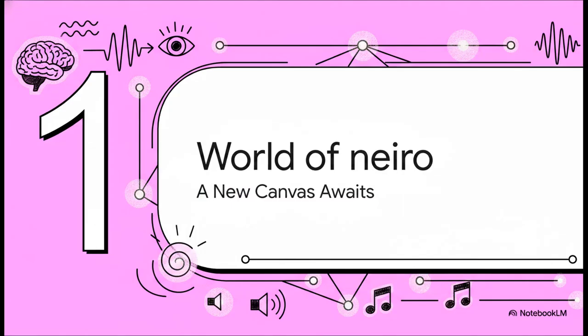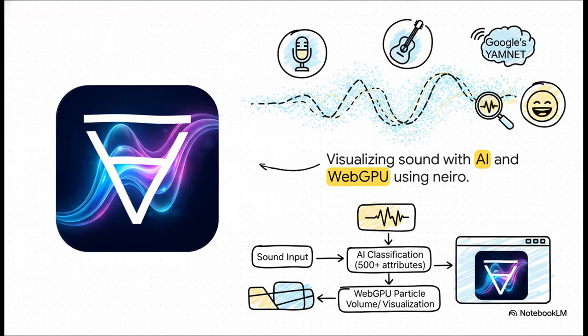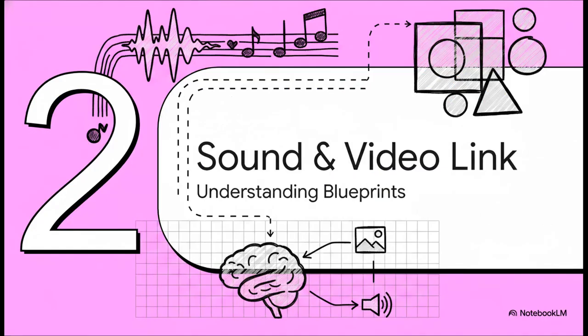All right, Section 1. Into the Neiro world. Meet your new canvas. Now, this app isn't just making squiggly lines based on volume. It's way smarter than that. It actually uses Google's YamNet AI to classify over 500 different types of sounds in real time, from human voices to guitars, even laughter. Combine that with Meta for acoustic analysis and WebGPU effortlessly rendering millions of particles without any lag. And yeah, all of this is happening right inside your browser. It's literally mind-blowing.